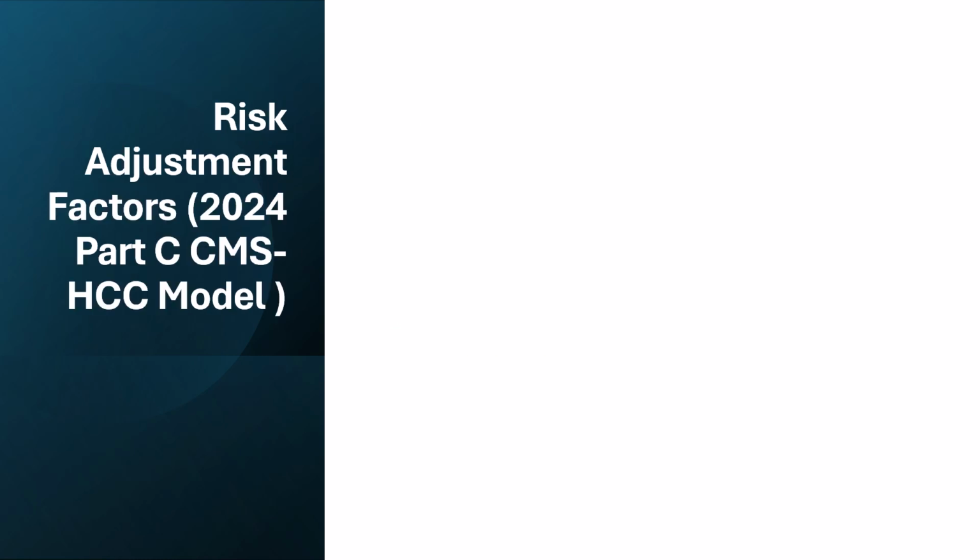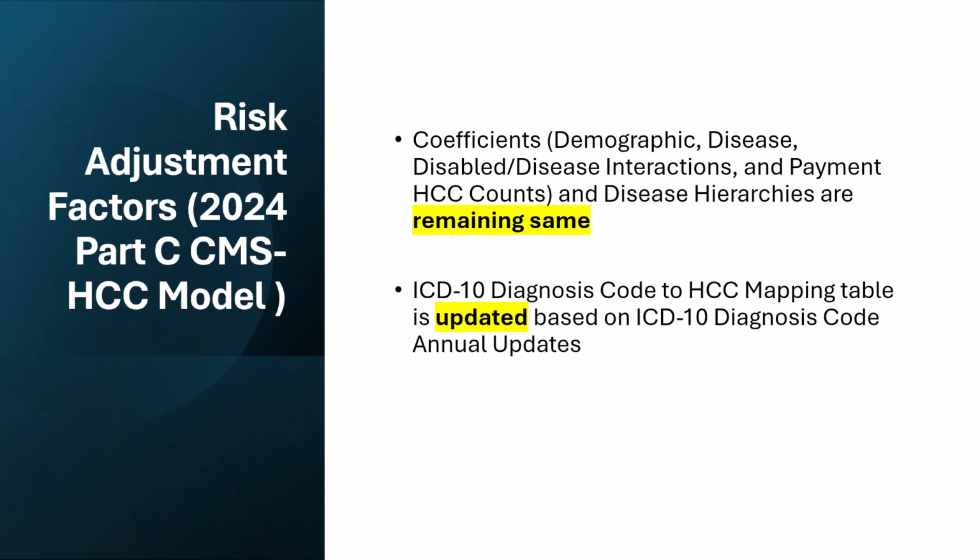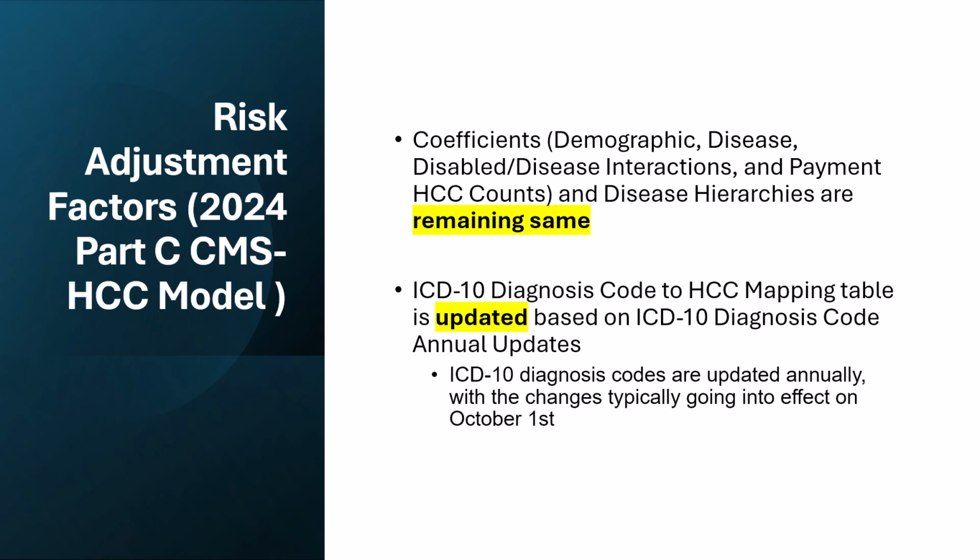In the 2024 Part C CMS-HCC model, coefficients, demographic, disease, disabled/disease interactions, payment HCC counts, and disease hierarchies are remaining the same through 2024 Part C CMS-HCC model supported payment years. Only the ICD-10 diagnosis code to HCC mapping table is updated based on ICD-10 diagnosis code annual updates. ICD-10 diagnosis codes are updated annually, with the changes typically going into effect on October 1.